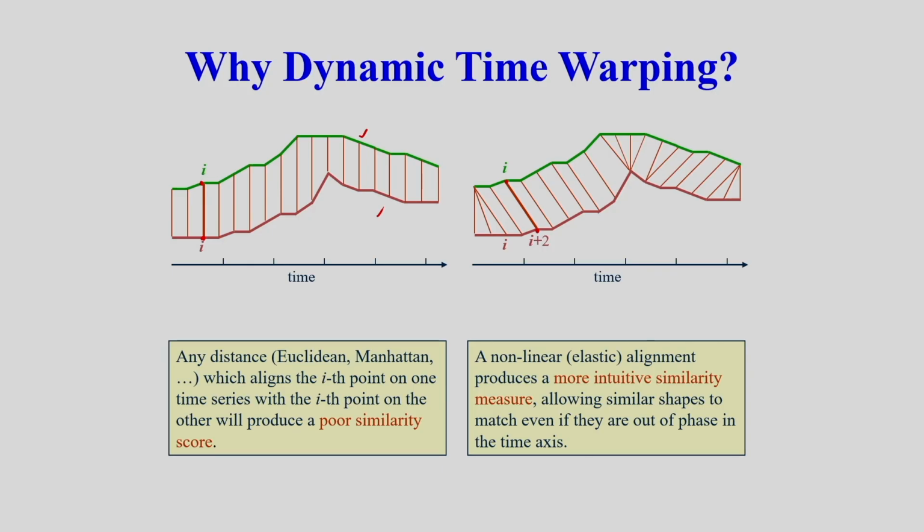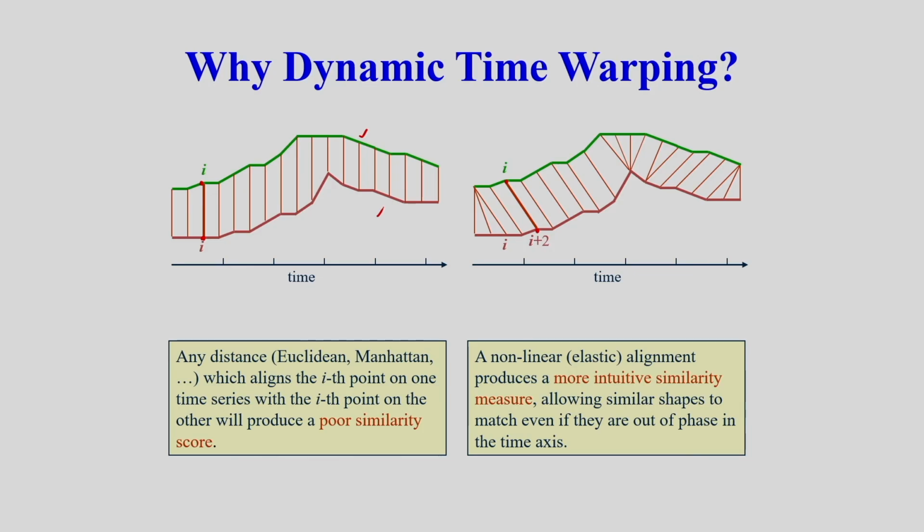That is why the nonlinear elastic alignment is important. In the first case, I am just considering the point i of the first sequence and the point i of the second sequence, so it gives a poor similarity score. But in the second case, I am considering a nonlinear elastic alignment. Then I am getting a good similarity score, because the point i of the first sequence actually corresponds to the point i plus 2 in the second sequence. That is why dynamic time warping is important.